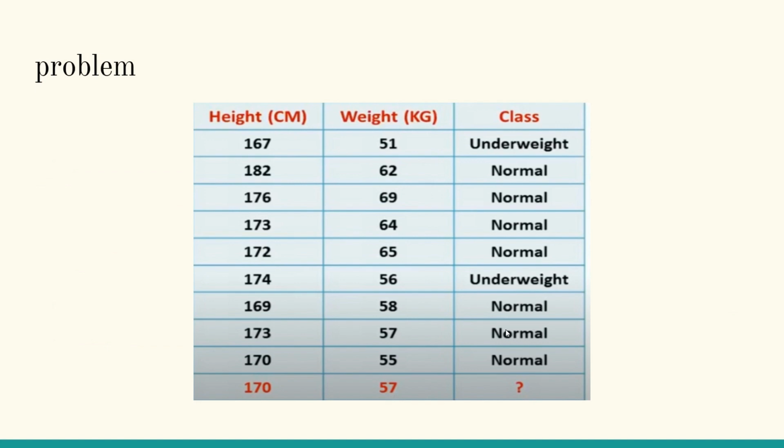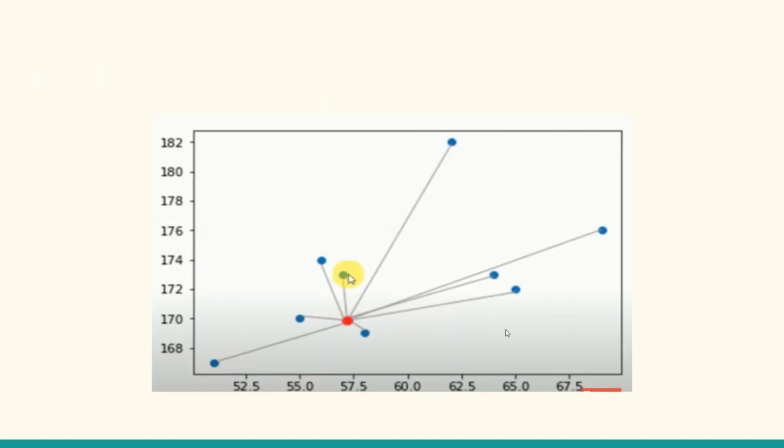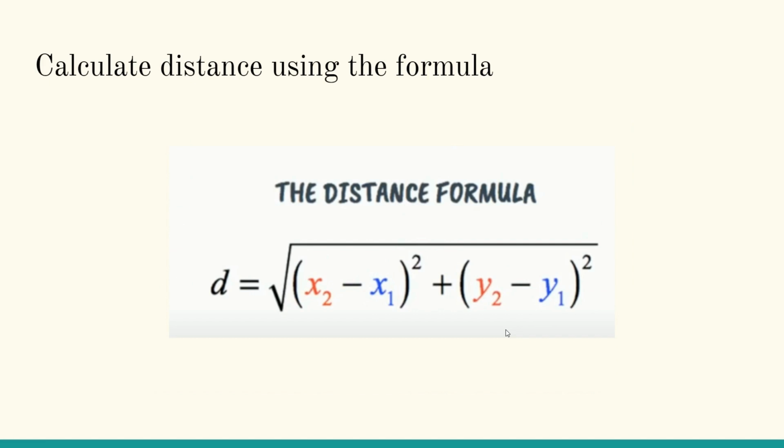See the problem. Here they have given height in centimeters and weight in kgs, and the class they have mentioned as underweight or normal. And for the new data point 170, 57, we should find which class it belongs to. For that, KNN algorithm is very useful.